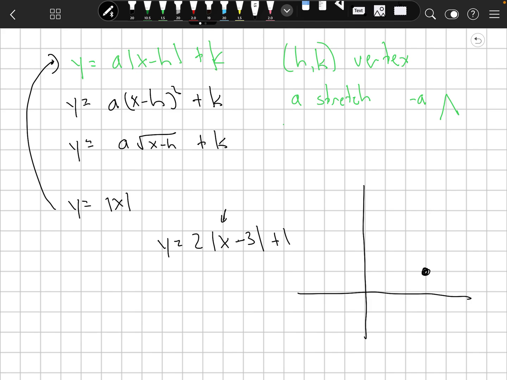Okay, let's take a look at the number 2. That means that we're going to go up 2 over 1, or up 2 back 1. And you have a function that looks something like that. So hopefully this makes some sense to you.